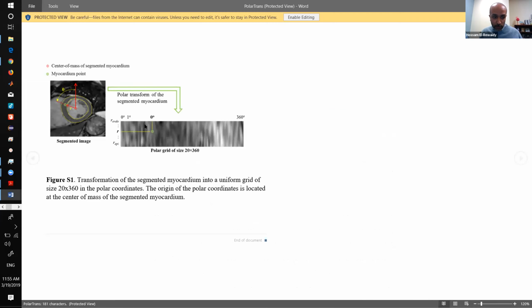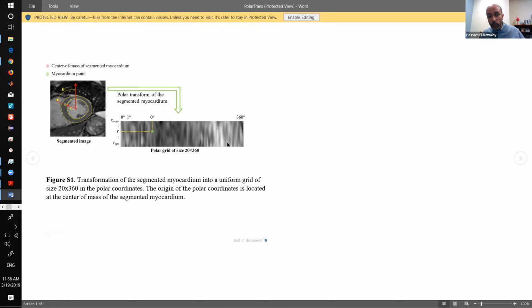So in this polar transformation, we sample the myocardium from this arbitrary location, in a circular order. So we take all these pixels and stack them in a rectangular matrix. In our case, we use a matrix dimension of 20 by 360. So we have a ray that rotates by 1 degree, and then we sample all the intensities along this ray and stack them here to have this rectangular matrix.